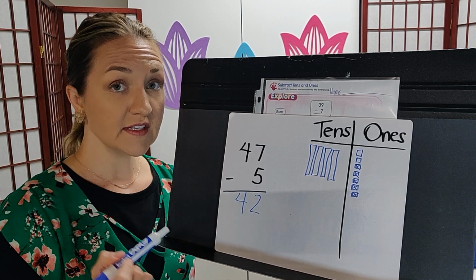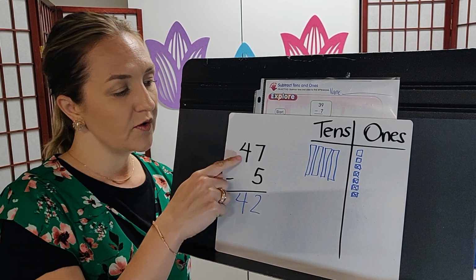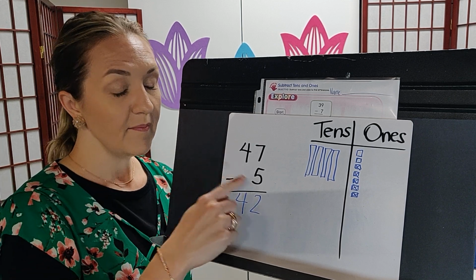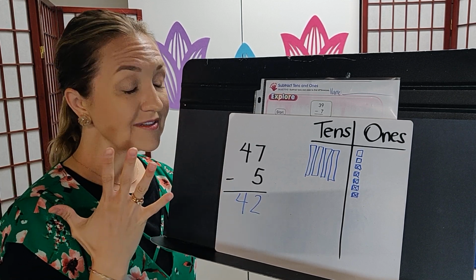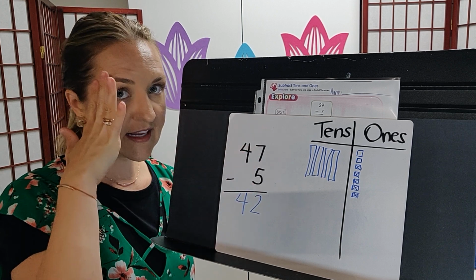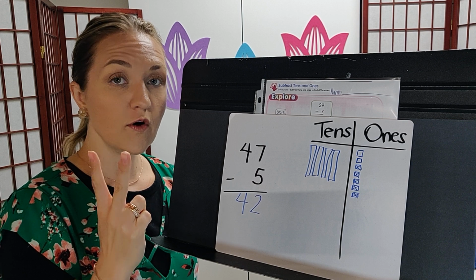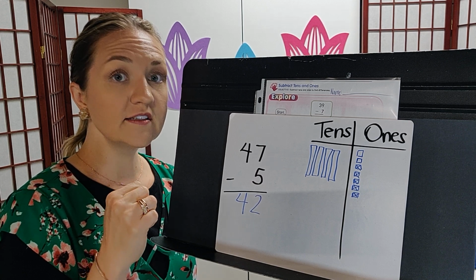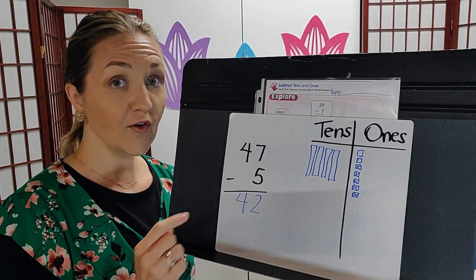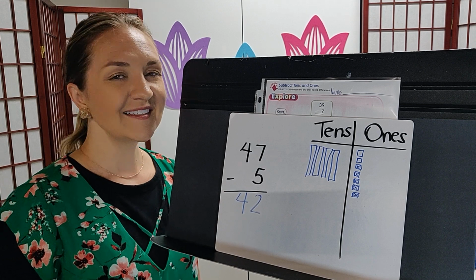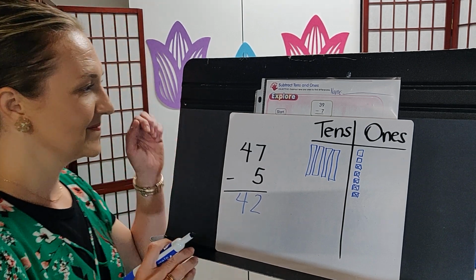You can actually do this in your head as well. For example, put 47 in your head, hold up 5 fingers. So we count down. We go 47, 46, 45, 44, 43, 42. 42, just like we did here. Let's go ahead and look back on our page.